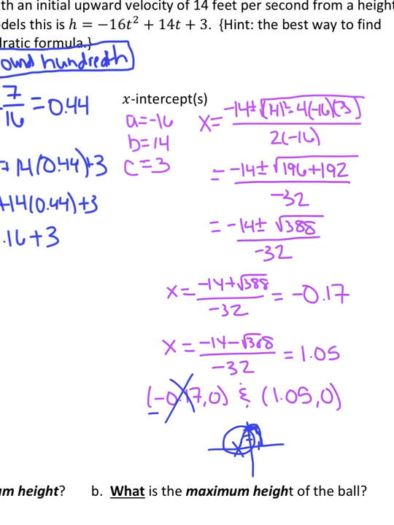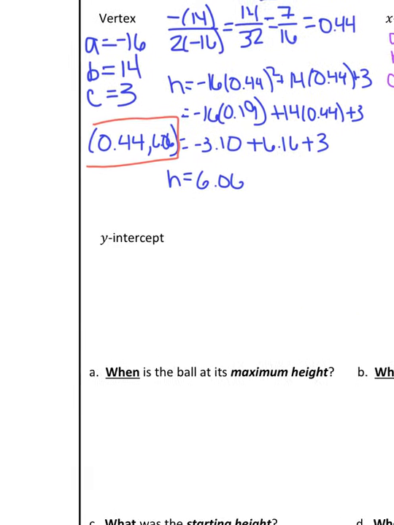So anytime you get a negative x-intercept in these quadratics, we get to ignore those because time starts at 0. So we only are worried about things where the y-axis starts. So this is going to be the x-intercept that's going to give us when we're back down on the ground. Okay? All right, now let's do the y-intercept.